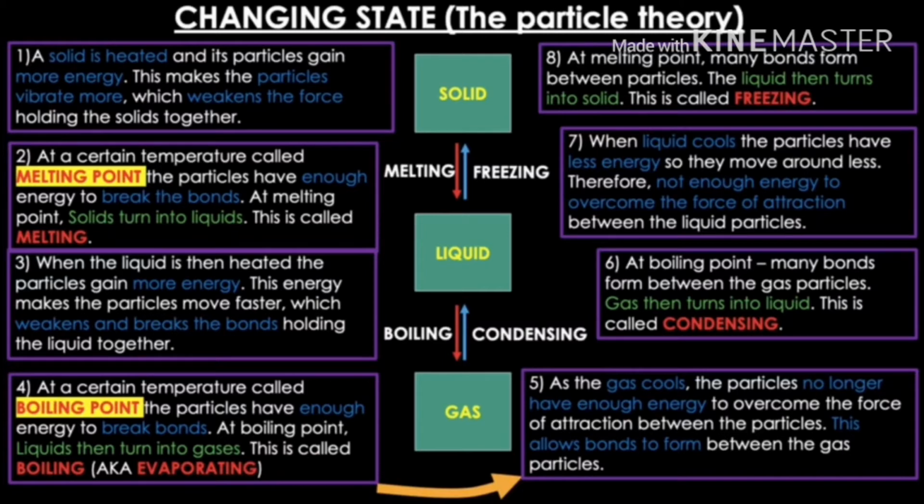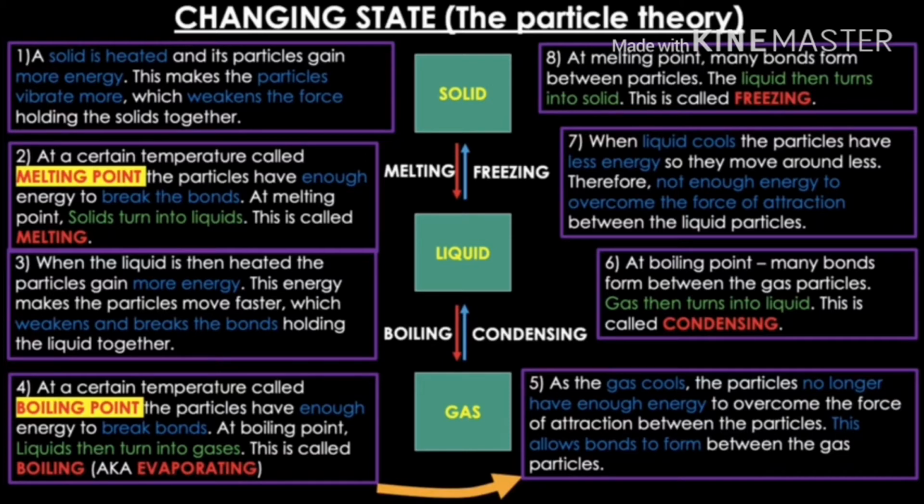Point 4. At a certain temperature, which is called the boiling point, the particles have enough energy to break bonds. At boiling point, the liquid then turns into gases. This is called boiling, also known as evaporating. Point 5. As the gas cools, the particles no longer have enough energy to overcome the force of attraction between the particles. This allows bonds to form between the gas particles.